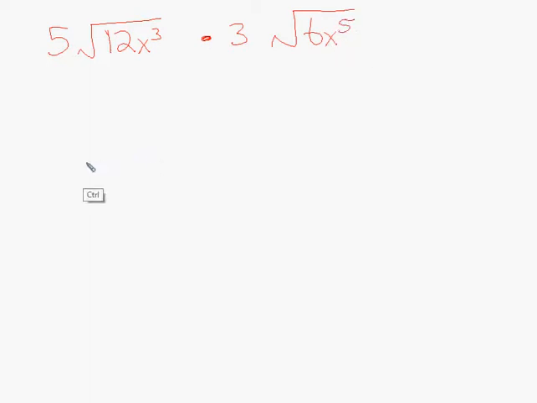Okay, next one. Alright, so let's say I have 5 root 12x cubed times 3 root 6x to the 5th. Here's what I'm going to do. As long as the indexes are the same, so write this down: if the index is the same, I can multiply.